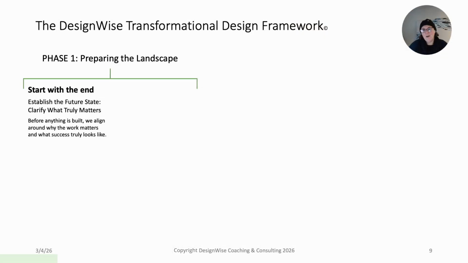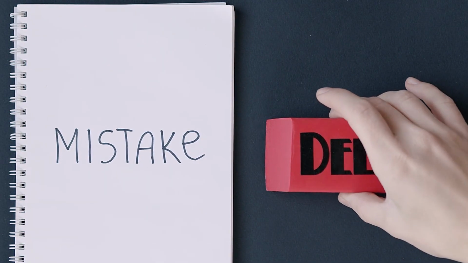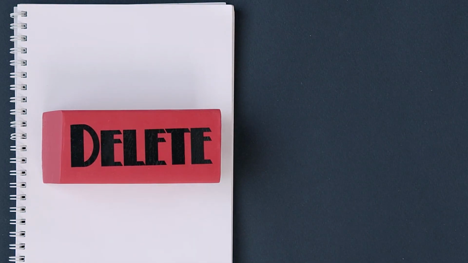We're definitely going to start with the end in mind. And this is all about establishing the future states and clarifying what truly matters. Now, through my life, I have been told, as many of you probably have, find the deficit and fix it. Find the deficit and fix it.